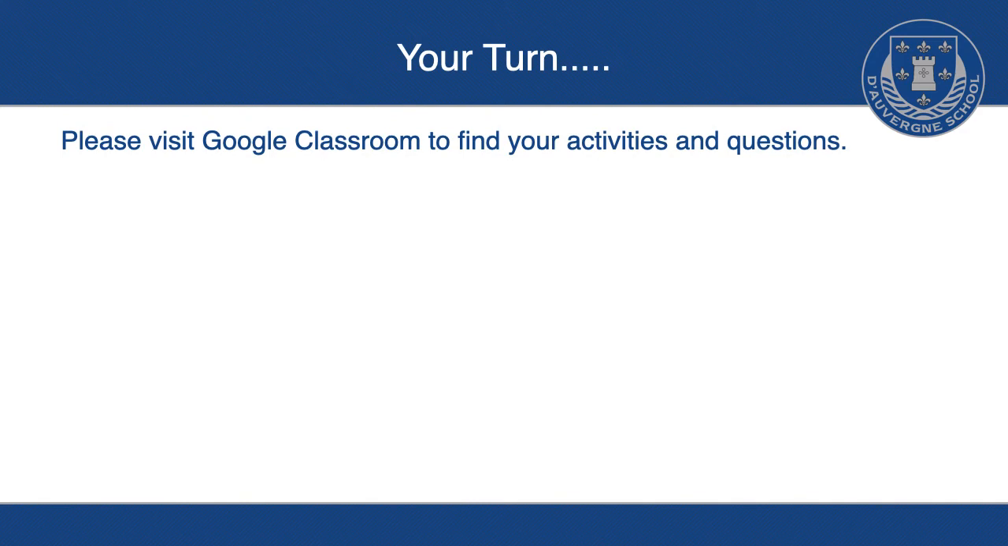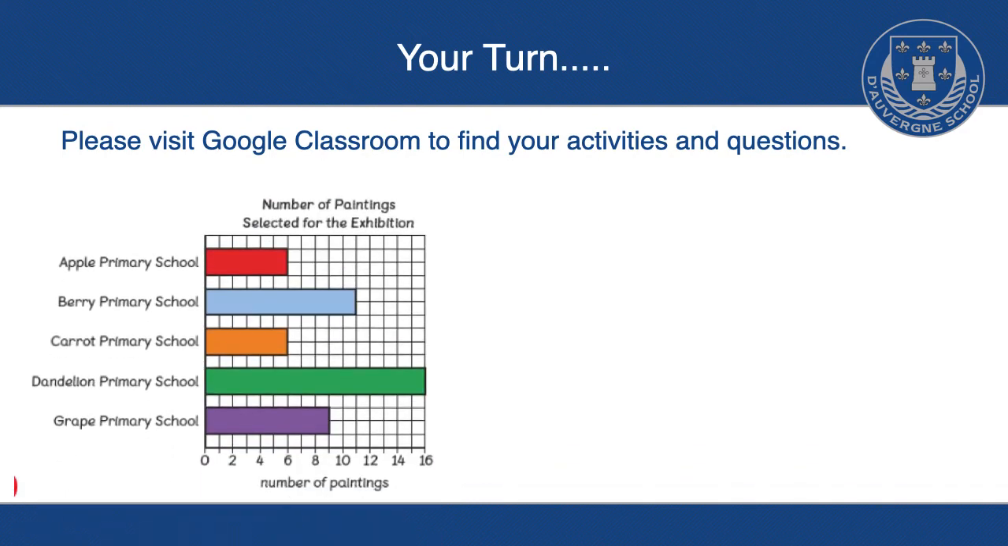And then finally, it's your turn. So you'll have these sorts of questions ready for you to have a go at. It'd be something like this. So here you've got a bar graph, but this time instead of going vertical, going up, it's taken on a horizontal appearance. So the scale is at the bottom rather than at the side.